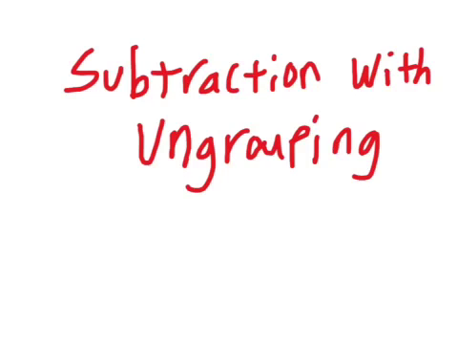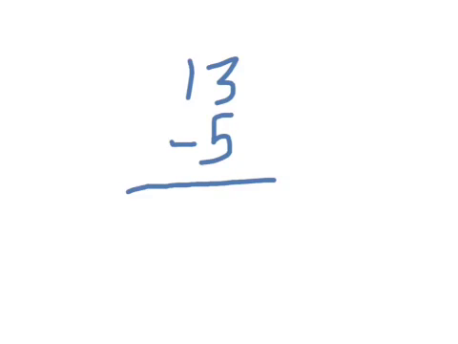So we would start with something simple like 13 minus 5. And how we might look at that, if we looked at it as a drawing, we would say that we had a 10 stick and 3 ones. So I have my 3 ones plus a 10 stick. And if I wanted to take 5 away from that, I would look at the ones and I would say, I can't take 5 ones away.